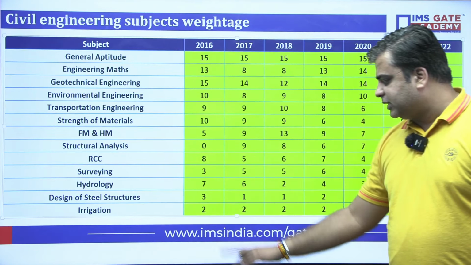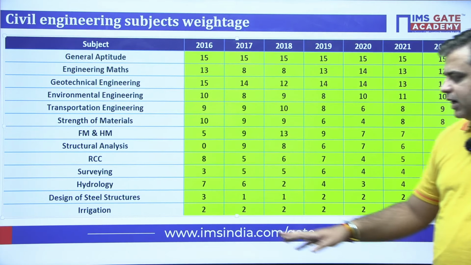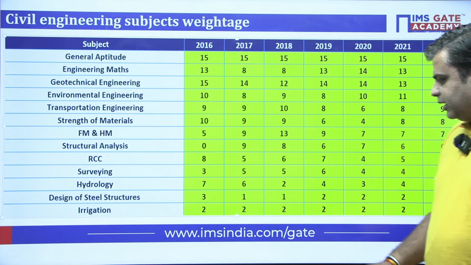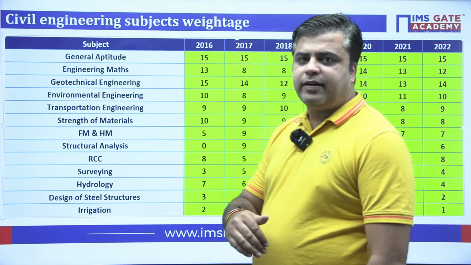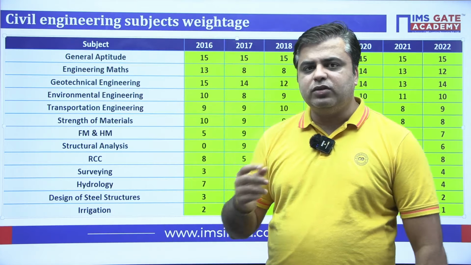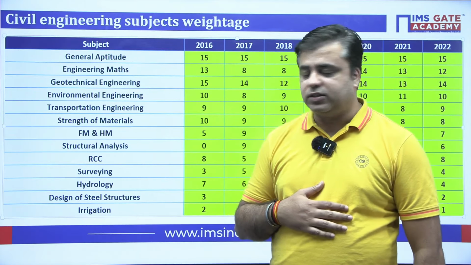Design of steel structures fluctuates from 3 to 1 marks, and irrigation fluctuates from 2 to 0 marks, right? Sometimes, this year in paper 1, we have seen that steel was not asked. In paper 2 there was only one question from steel structures.